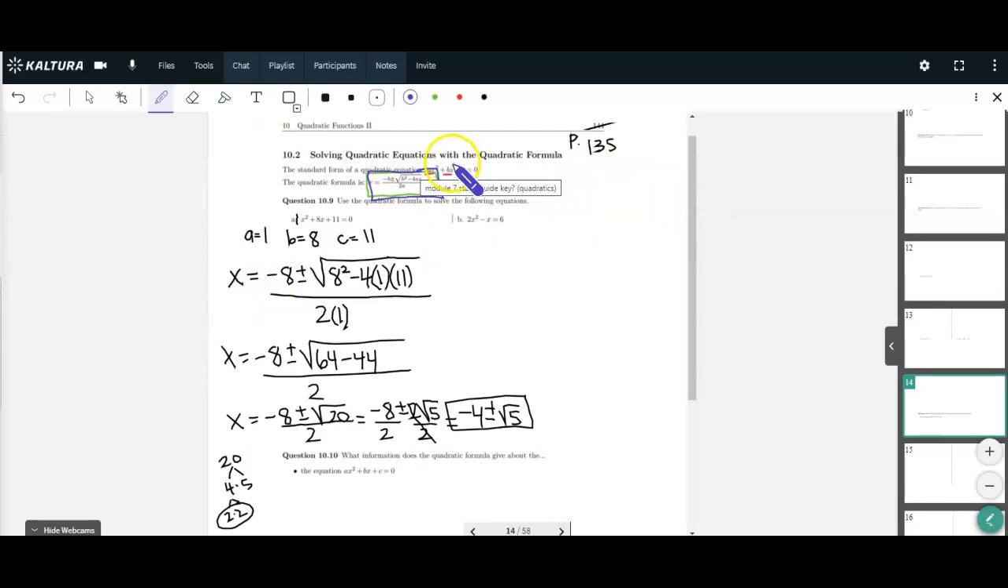Oh, I see. You guys seeing something there that says Module 7 Study Guide Key? I don't know why it's saying that. It's kind of annoying.